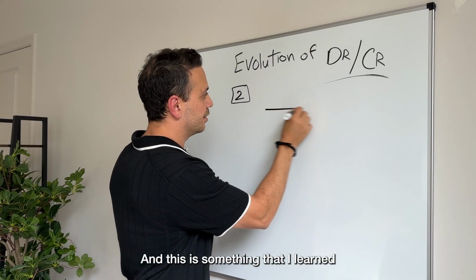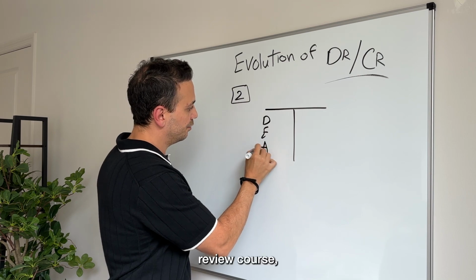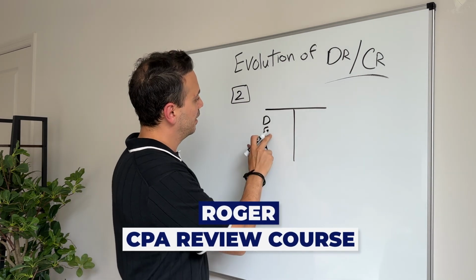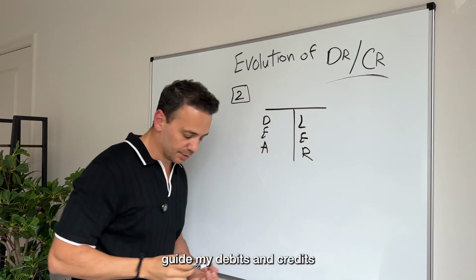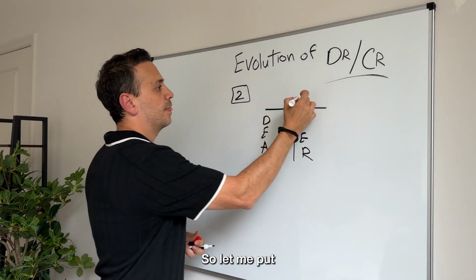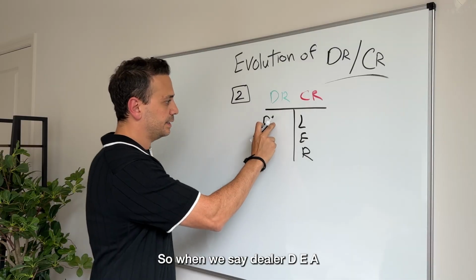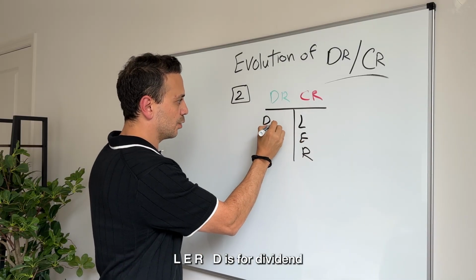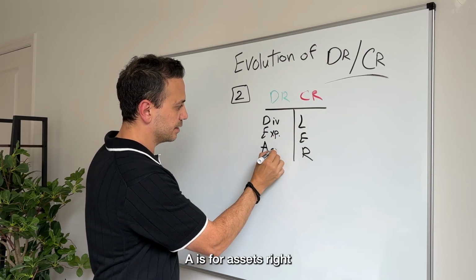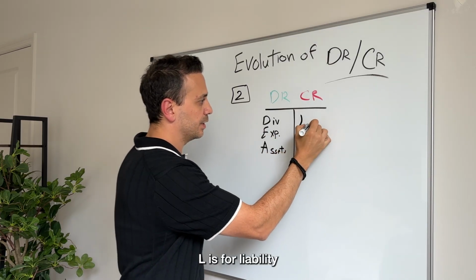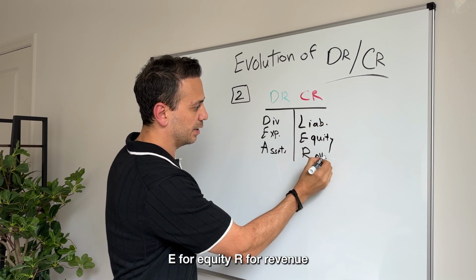This is something that I learned when I studied for my CPA, and I took one of my favorite CPA review courses, which is Roger CPA review course. So I learned the acronym DEALER. So DEALER here is going to guide my debits and credits. So let me put the credit up here, and the debit always goes here on the left. So when we say DEALER, D-E-A-L-E-R, D is for dividend. The E is going to be for expenses. A is for assets, right? L is for liability, E for equity, R for revenue, right?